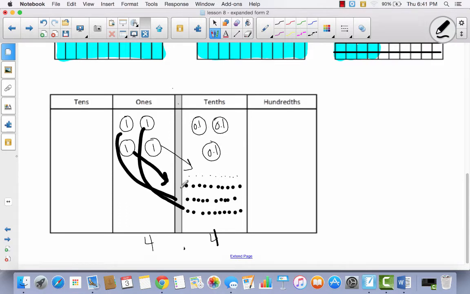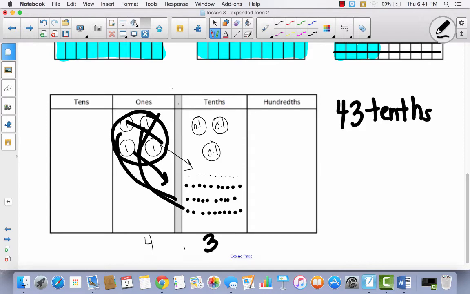So now, how many tenths do I have in all? Remember, I've decomposed these, so I'm not counting these ones anymore. I have 10, 20, 30, 40, 41, 42, 43. Oh, I see my mistake. This should have been a 3 all along, shouldn't it? So 4 and 3 tenths is equal to 43 tenths.